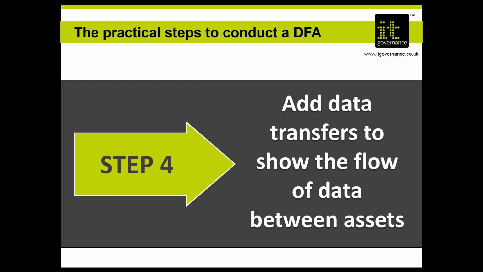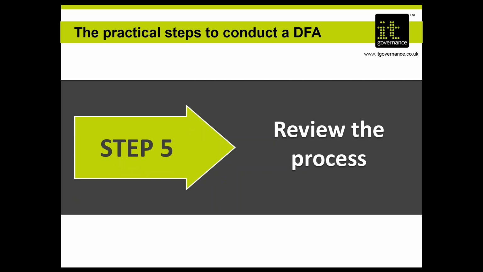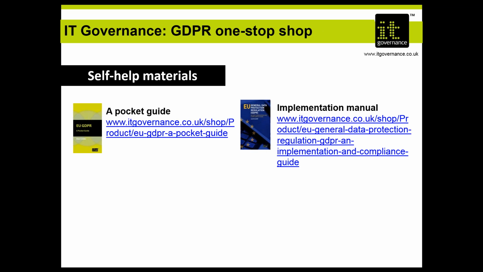Step 4 is to add data transfers to show the flow of data between assets, to make sure that there are no intermediate steps, and also to enable you to consider security in the data flows. You need to be thinking about data security both in flight and at rest. So email encryption, for instance, is a sensible mechanism to be considering in relation to data in flight. Step 5, review the process, make sure that there is nothing that you've missed out on. So that's it. Those are the practical steps to conducting a data flow audit.